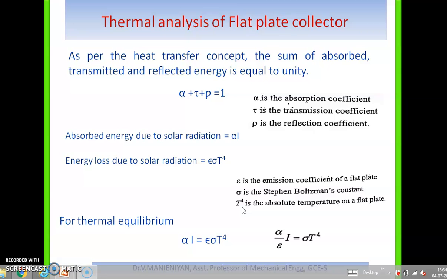So at thermal equilibrium, we can write alpha I equals epsilon sigma T to the power 4. This equation can be rearranged to give T in terms of alpha over epsilon. From this equation, it is clear that a higher ratio of the absorption coefficient to the emission coefficient leads to higher equilibrium temperatures.